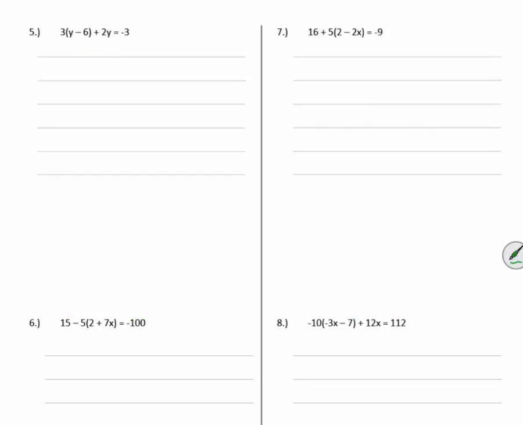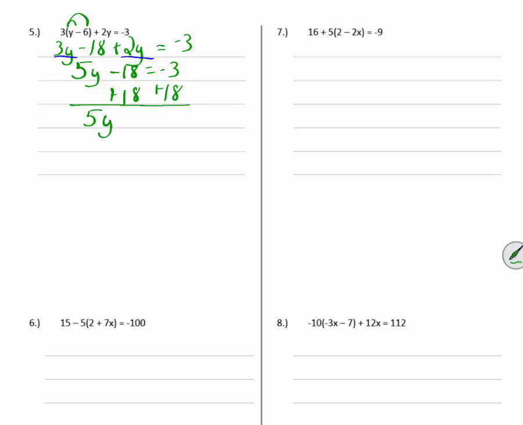So, get rid of my parentheses. I'm distributing the 3y minus 18. Copy everything else down, plus 2y equals -3. Look for my like terms, 3y and 2y. Both positive, adding them together, 5y minus 18 equals -3. Cancel my constant, so add 18 to both sides. -3 and positive 18 gives me positive 15.